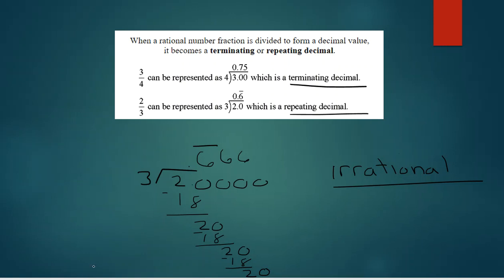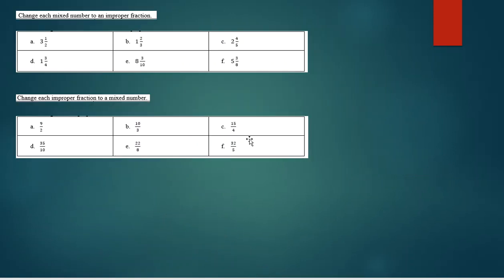Okay, there is one more thing I want to talk to you about, and then I'm going to have you do a couple of different assignments in ALEKS. Now, you can see up here that you have 2 sets of instructions. One of them says change each mixed number to an improper fraction. The other one says change each improper fraction to a mixed number. So these are both skills that you need to have in order to complete your ALEKS assignment.